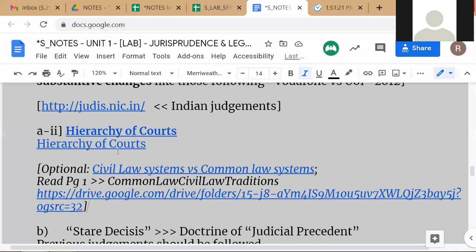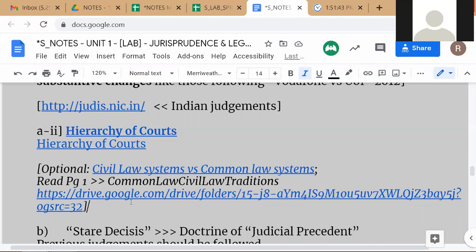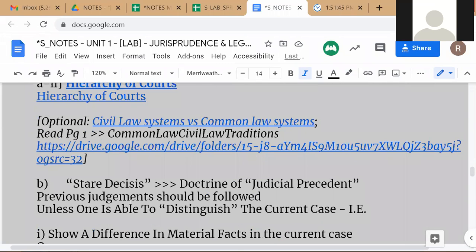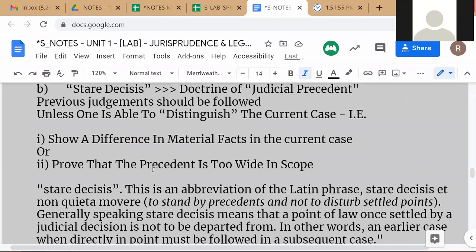So this is your second point, hierarchy of courts. You just read this slide and you don't have to memorize any stuff. I just want to give you a feel for it. I'm not going to ask you which court is above the civil judge, junior division, and all that. These are information type of questions. I'm not going to ask those. I will ask questions which test your concepts. You can read this also if you want to get a better idea. This is also in your folder, the student folder.